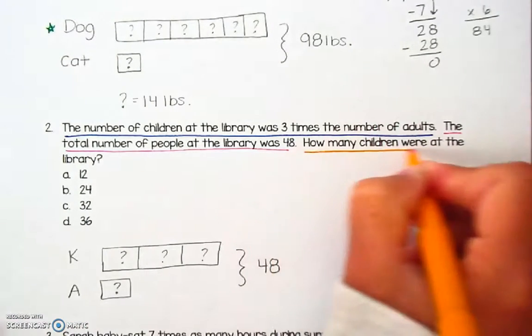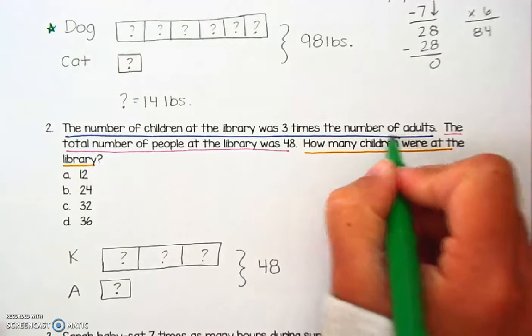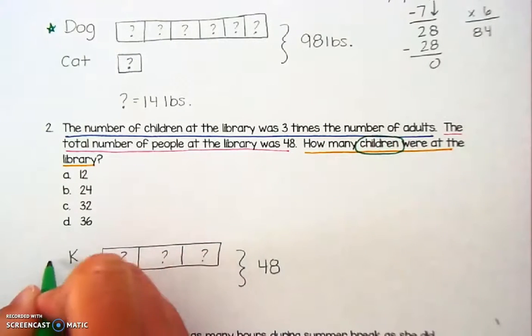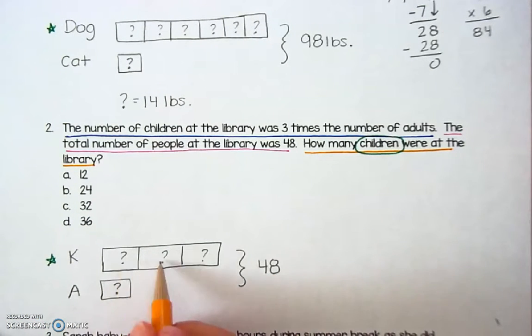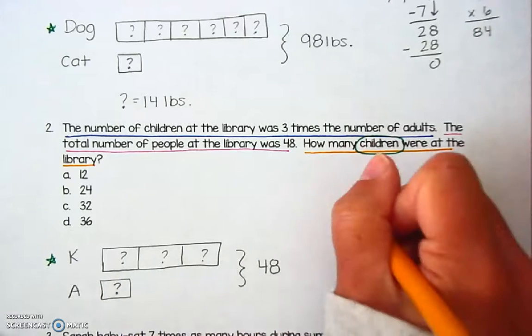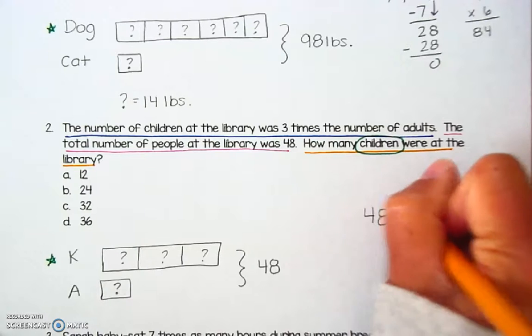How many children were at the library? Again, it's important to pay attention that I'm looking for the children, not just the adults. So that means I can take this 48 people and divide it between the 4 groups, 3 groups of kids and 1 group of adults.